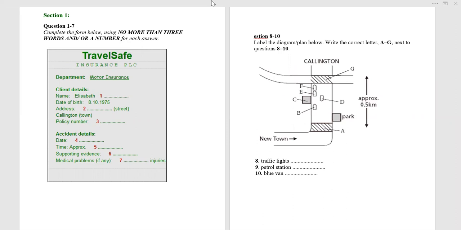So 1 to 7 will be played in one set, and the next one will be in another audio. I mean the same audio but with a pause after 20 seconds. That's generally how they play it.